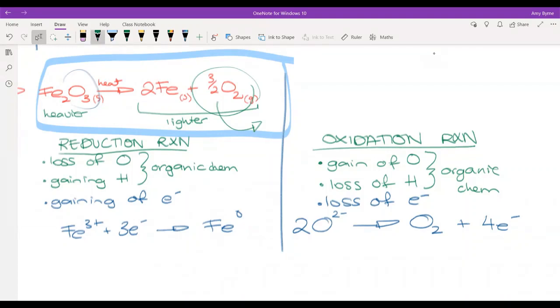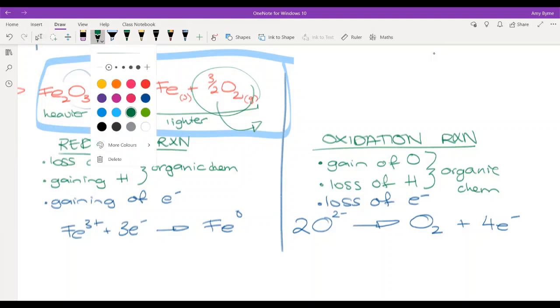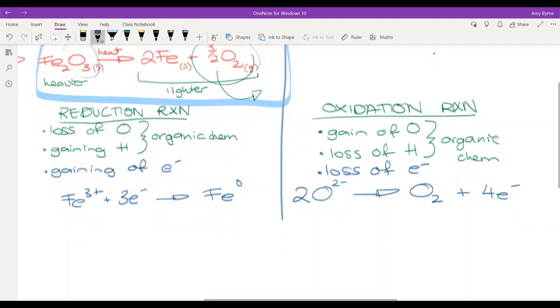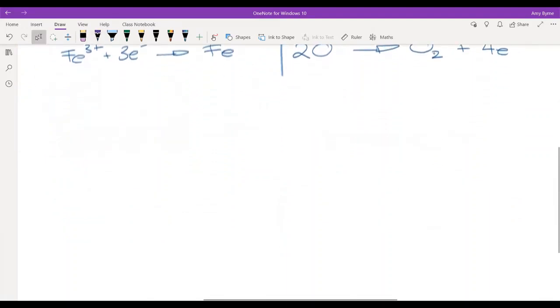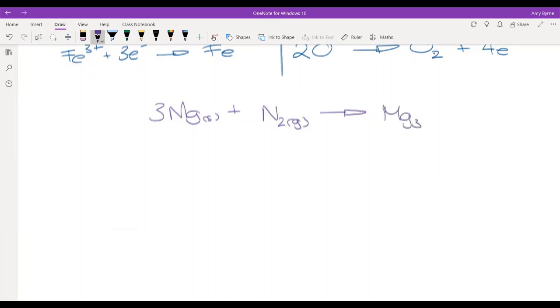So let's look at another reaction and see if we can work out what is being oxidized and what is being reduced. So I have 3 magnesium solids reacting with nitrogen gas to form magnesium nitride. And that's a solid.